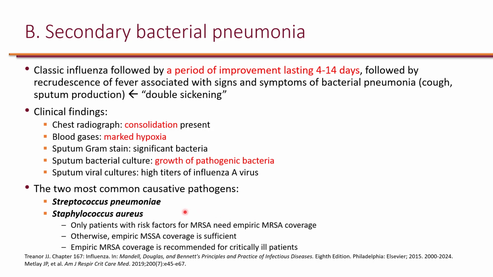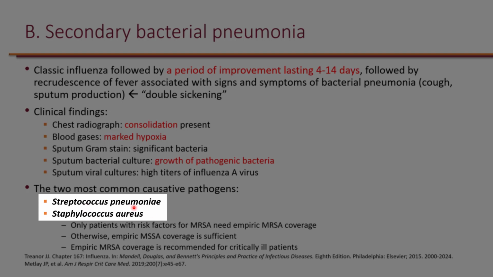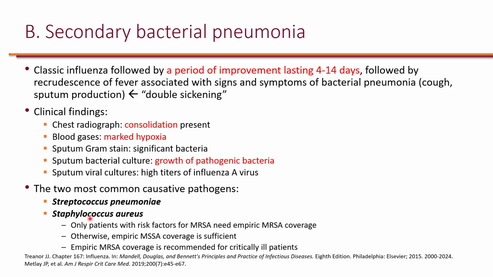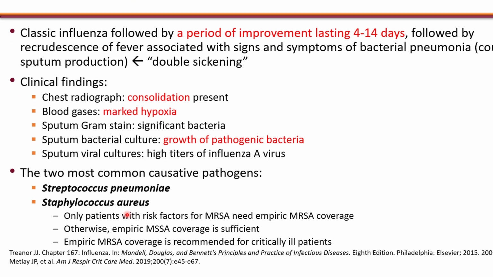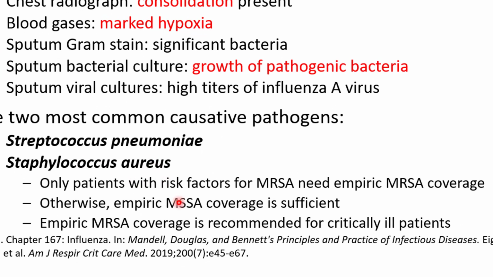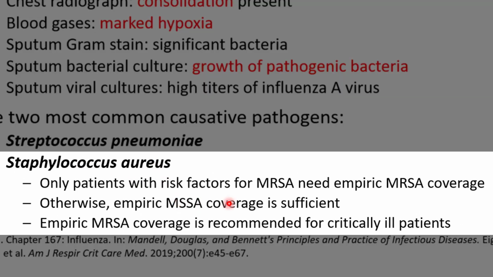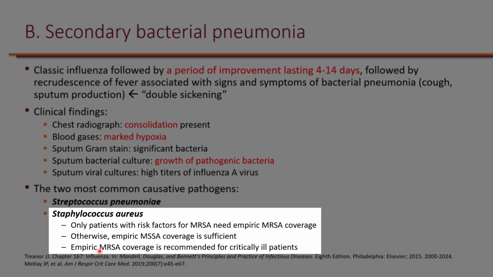But one thing that's special about influenza causing pneumonia is that the common pathogens are Streptococcus pneumoniae as well as Staphylococcus aureus. So because Staphylococcus aureus is one of the top two organisms causing secondary bacterial pneumonia, the question is, should you cover for MRSA, or is MSSA coverage empirically enough? So community acquired pneumonia guidelines basically have risk factors for identifying those at risk for MRSA, which also apply to this. For critically ill patients, however, empiric MRSA coverage is recommended by the influenza guidelines.